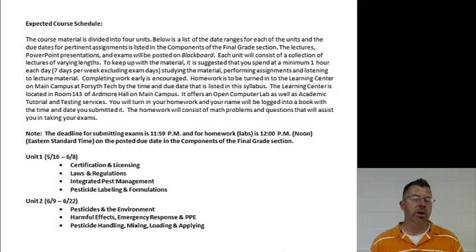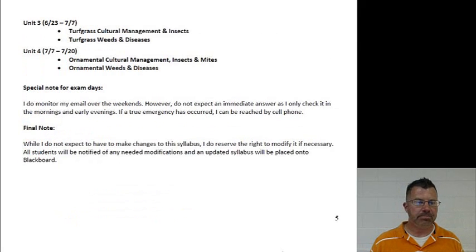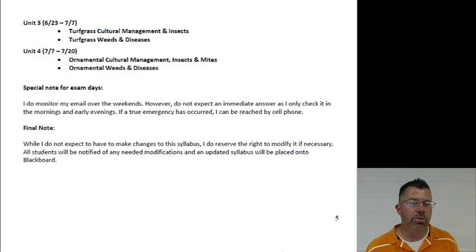Unit 2 is going to be from June 9th through June 22nd. It's going to cover pesticides in the environment, harmful effects, emergency response, and personal protective equipment, or PPE. Then we'll finish up Unit 2 with pesticide handling, mixing, loading, and applying, and a few more math problems with that. Unit 3, that's where we're going to be finished with the core manual, and we're going to go into the O&T, or ornamental and turf. We're going to talk about turf grass cultural management and insects, also turf grass weeds and disease, and that's going to be from June 23rd through July 7th. Unit 4 is going to run from July 7th through July 20th, and it's going to cover ornamental culture management, insects and mites, ornamental weeds and disease.